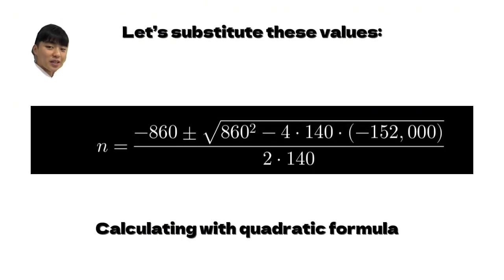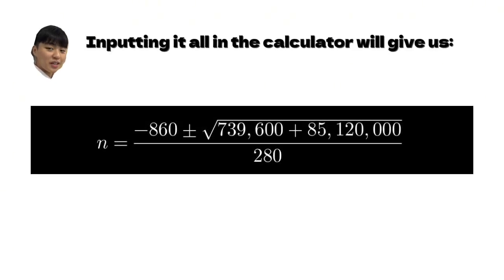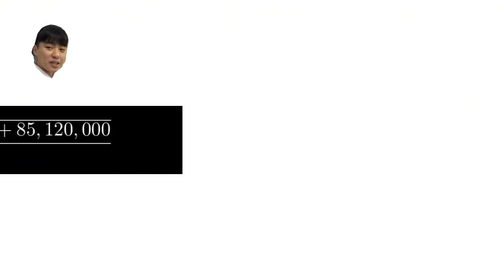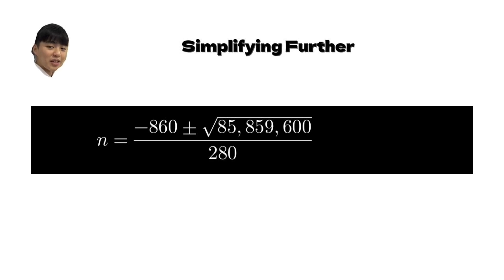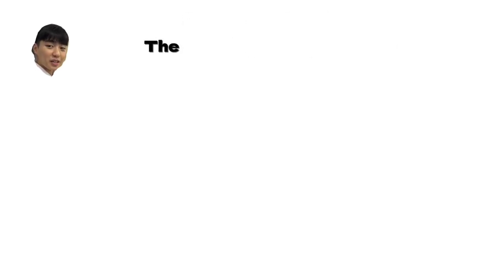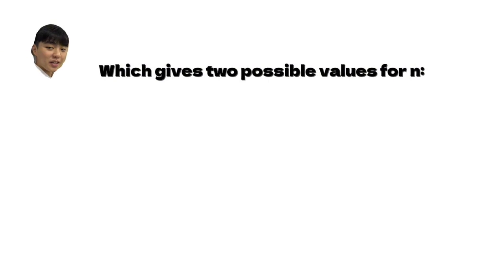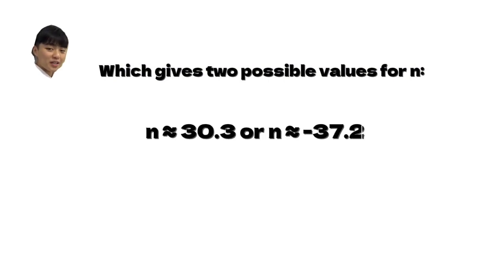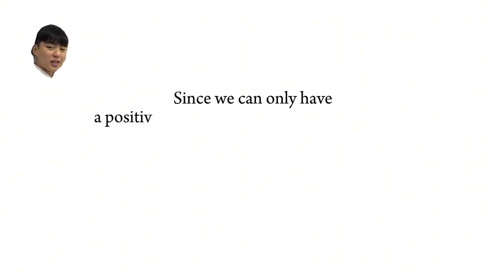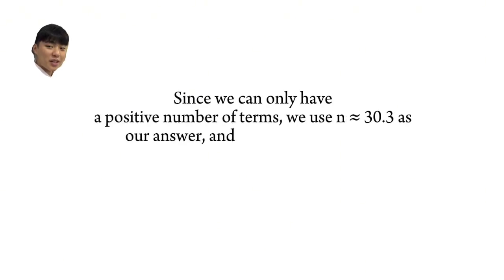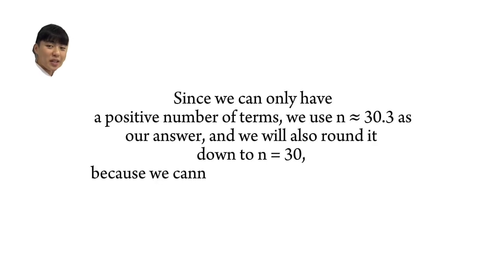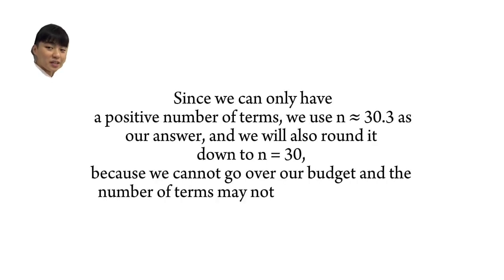Now, let's substitute these values. Then, inputting it all in the calculator will give us, and simplifying further, and finally solving the square root, which will give us two possible values: n equals 30.3 or n equals minus 37.2. Since we can only have a positive number of terms, we use n equals 30.3 as our answer. And we will also round it down to n equals 30 because we cannot go over our budget and the number of terms may not be a decimal value.